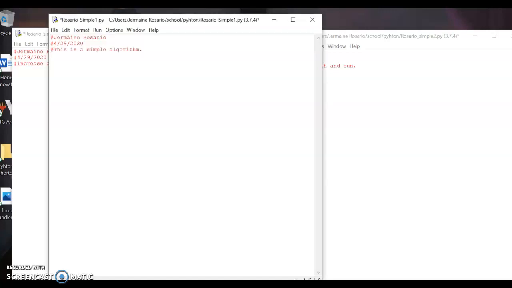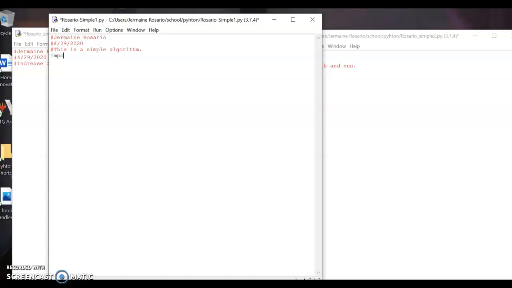Alright, hello, this is Jermaine Rosario, and we are going to be starting on simple algorithms. The first one is to multiply, add, divide, and subtract from an inputted whole number.